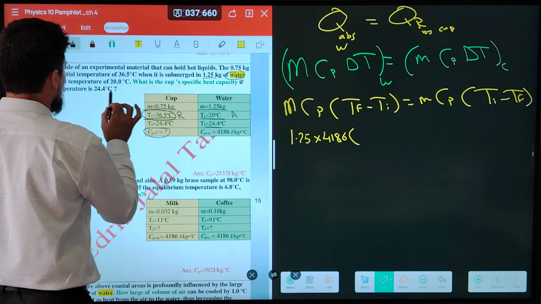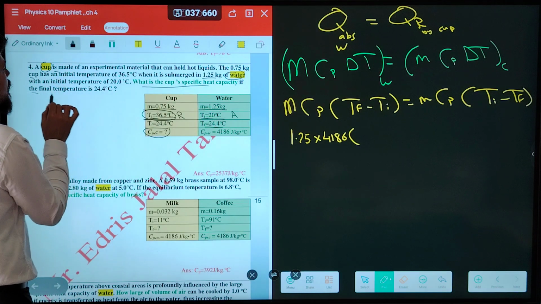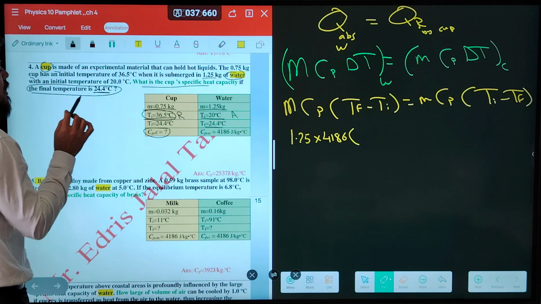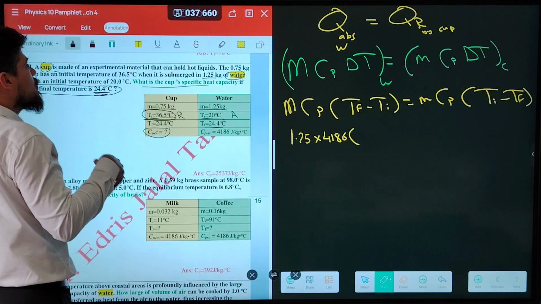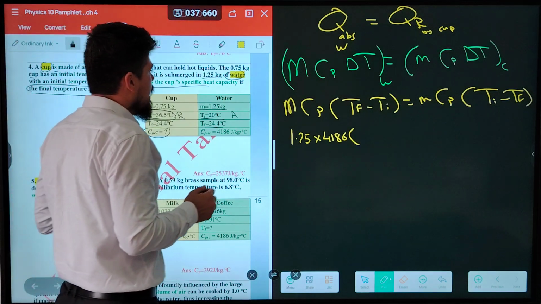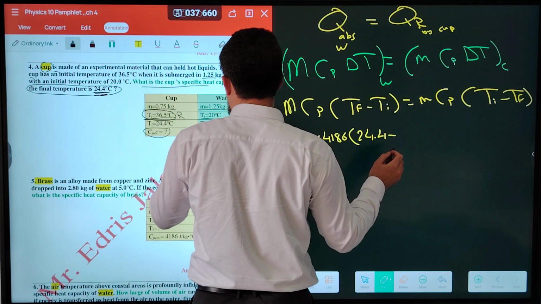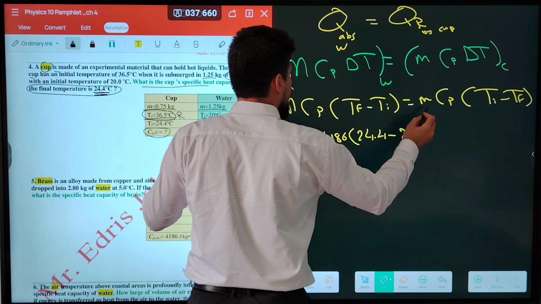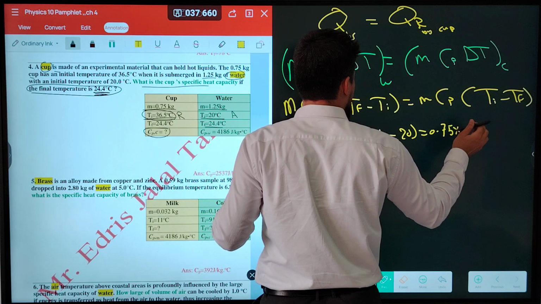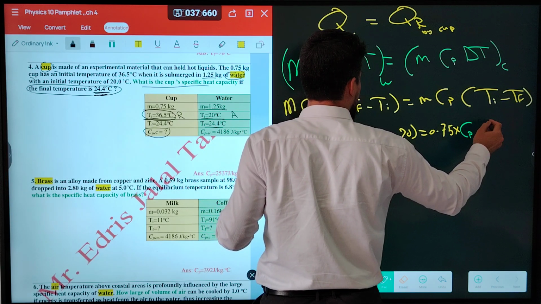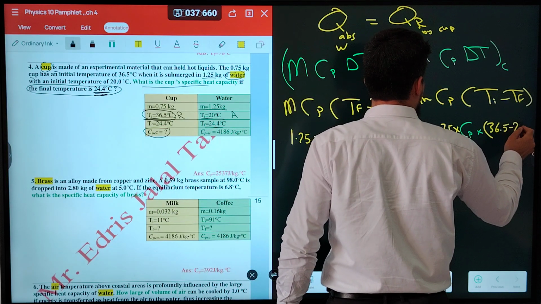Guys, sorry, I forgot to tell you the final temperature for the cup and the water. What is the cup specific heat capacity if the final temperature is 24.4? Is this final temperature for the cup or for water? For both. Why? Because they are mixed together. T final 24.4 minus T initial for water 20 is equal to mass of cup, which was given 0.75, times Cp unknown, times T initial of cup, 36.5 minus 24.4.